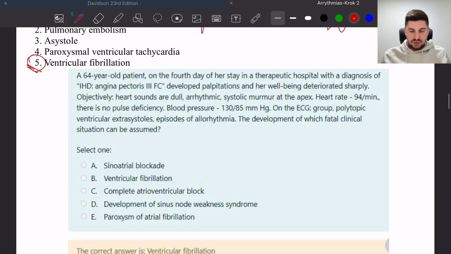Next we see a patient who deteriorated sharply in his condition, and in the ECG, heart sounds are dull, heart rate 94, there is no pulse deficiency. Episodes of arrhythmia, development of which fatal clinical situation can be assumed. So here they told you that the ECG has a lot of ventricular extrasystoles, which are a lot of extra beats, right? And that's why here it's ventricular fibrillation as well.